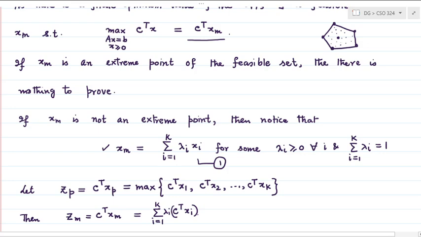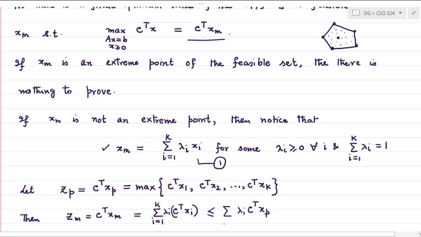And C transpose xi's are all less than or equal to C transpose xp, because C transpose xp is the maximum most value out of C transpose x1, C transpose x2 and C transpose xk. Therefore each of these C transpose xi is less than or equal to C transpose xp, right? So I'm replacing C transpose xi by C transpose xp inside the summation, and as lambda i is a non-negative quantity, this inequality will be intact. Therefore lambda i times C transpose xi is less than or equal to lambda i times C transpose xp, because lambda i is non-negative.